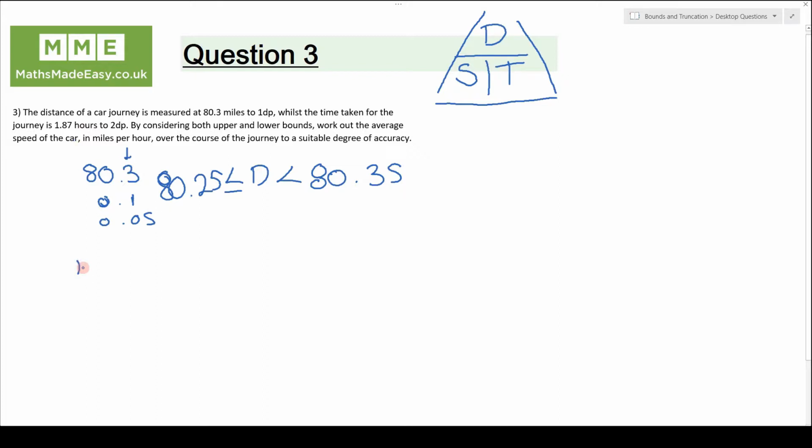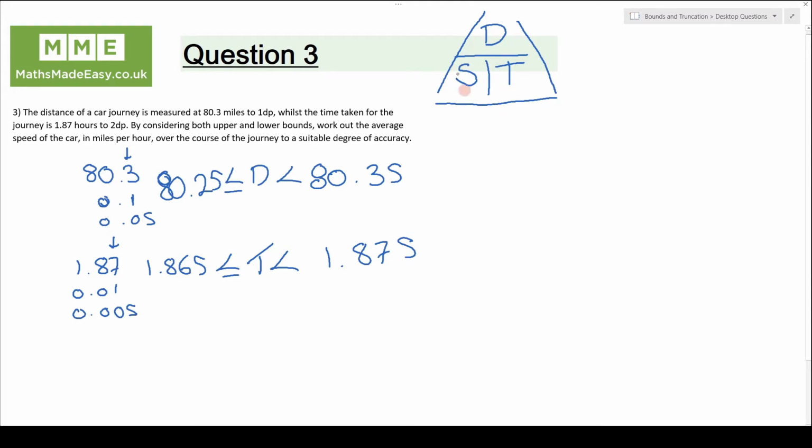Okay, let's take a look at the time. So we know that it was 1.87 hours to two decimal places. So now we round it to the hundredths. So if we half that, we get 0.005. If we add it on, we get the upper bound, and if we take it away, we get the lower bound. So let's put time, t. So the upper bound of time would be 1.875, and the lower bound would be 1.865.